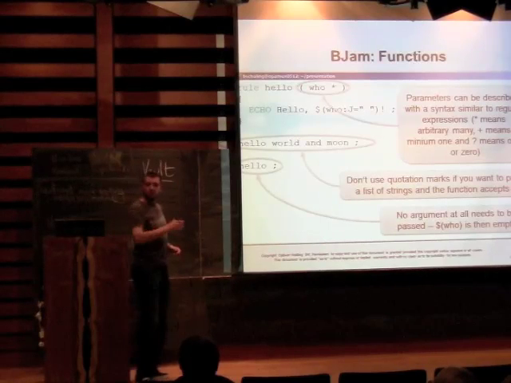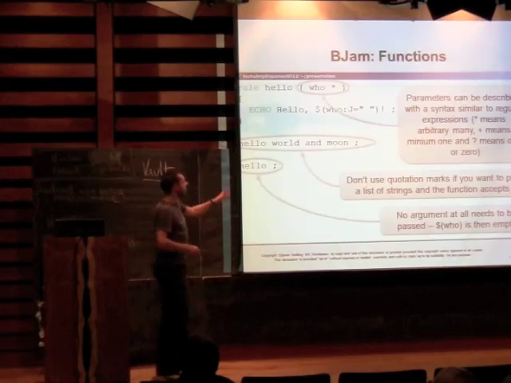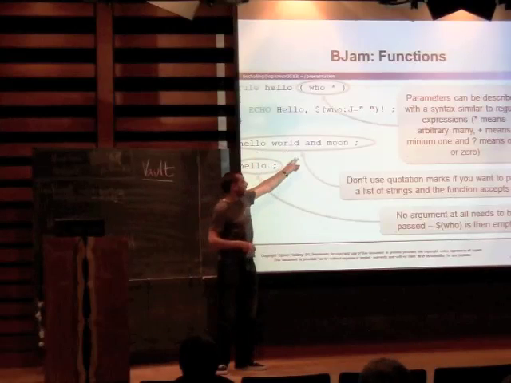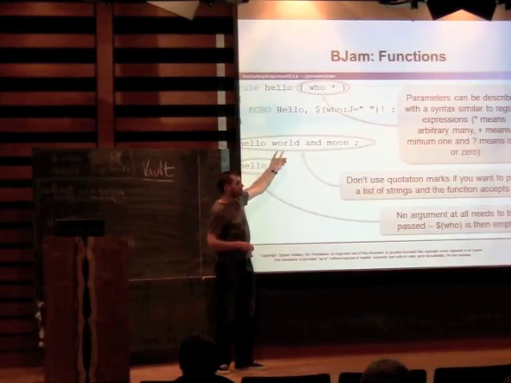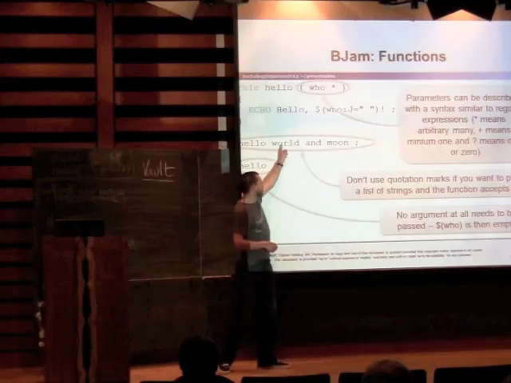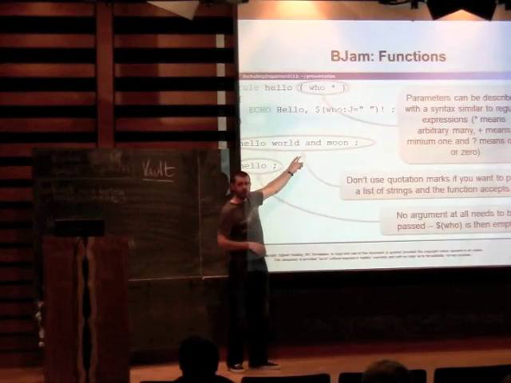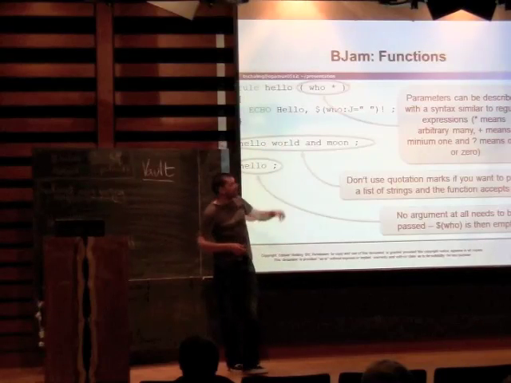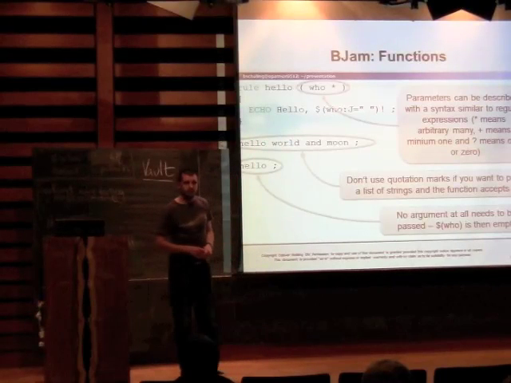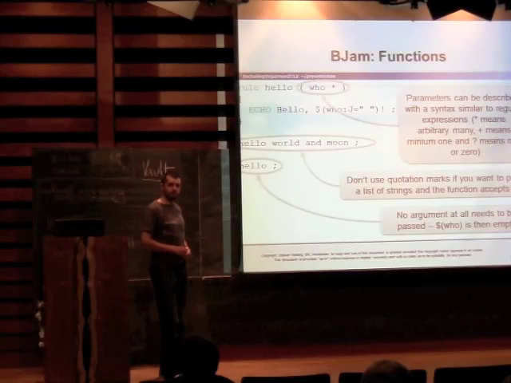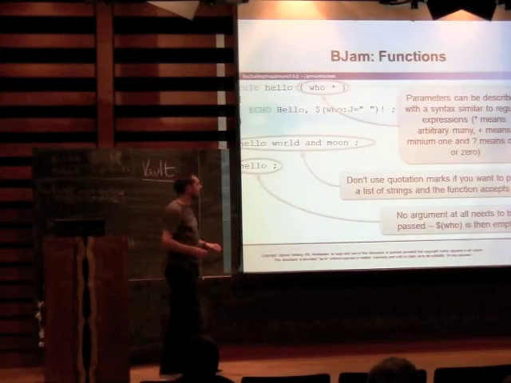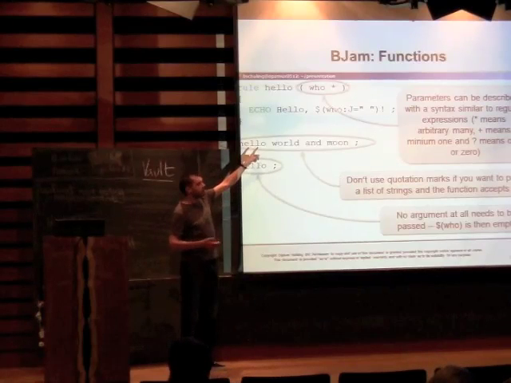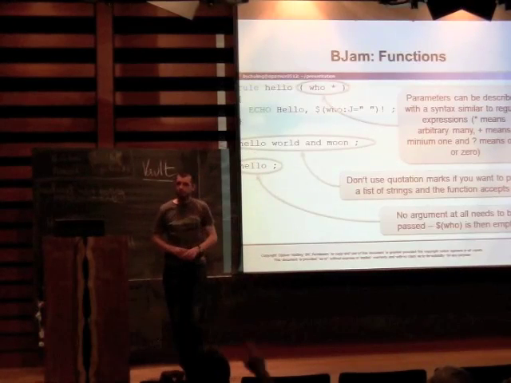So in this case, zero or more. Exactly, yes. So in this case, what you can do, you can call hello with world and moon. You don't need to use quotes, which means you define here a list of strings with three items. That is acceptable, because the function hello accepts as a parameter a list with arbitrary many items. What you can also do, you can call hello without passing any parameter, because the list may be empty.